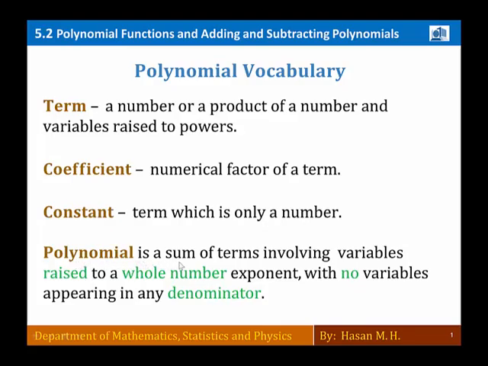Polynomial is a sum of terms involving variables raised to a whole number exponent with no variables appearing in any denominator.